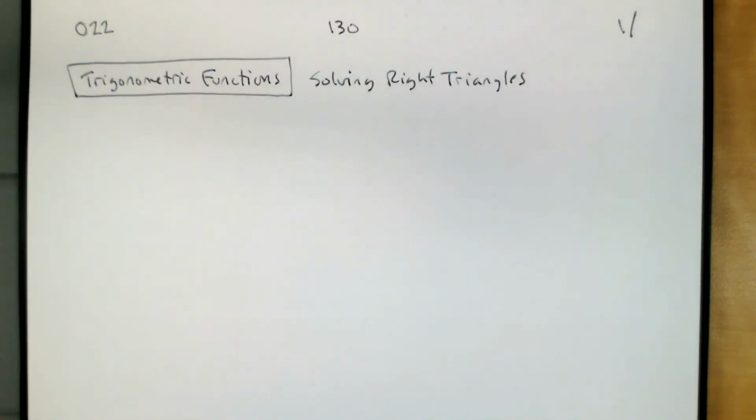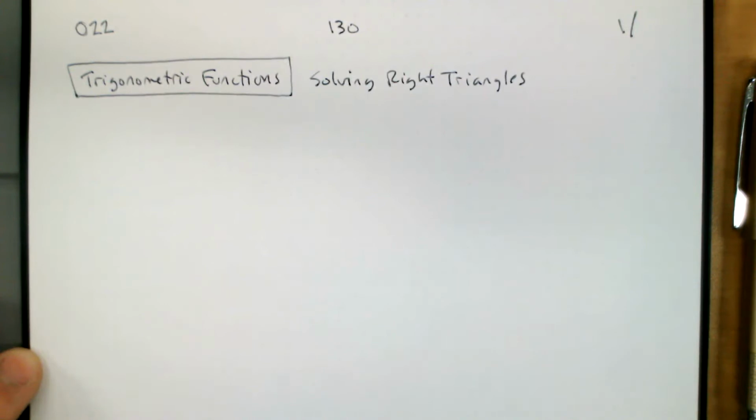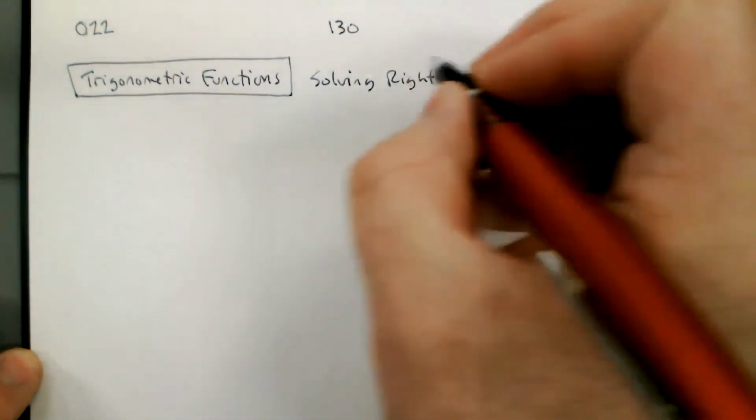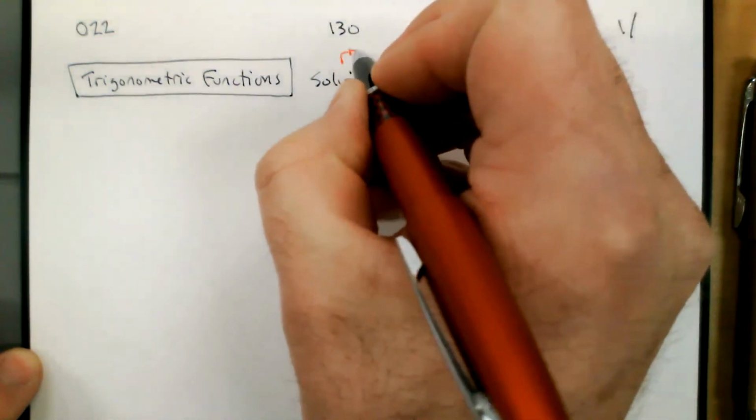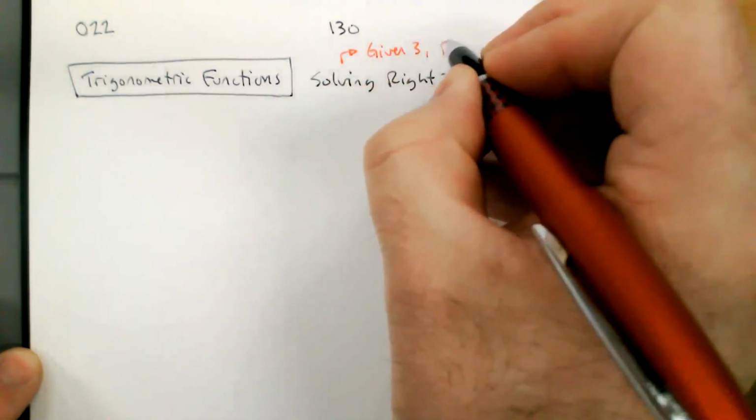Today, we want to continue looking at trigonometric functions, and we're going to stay in the context of solving right triangles. So remember, the solving right triangles game is that I give you three things and you find the other three. Given three, find three. The solving triangles game is about given three, find three.